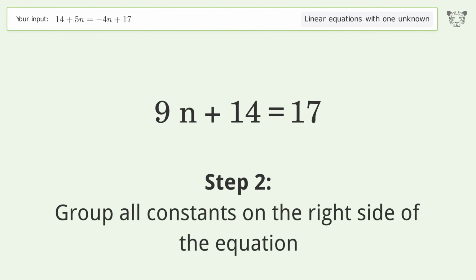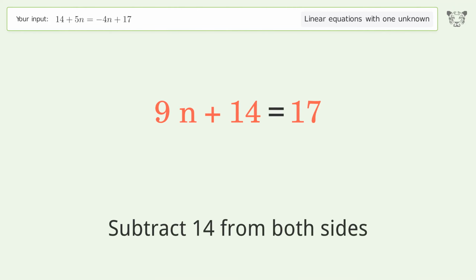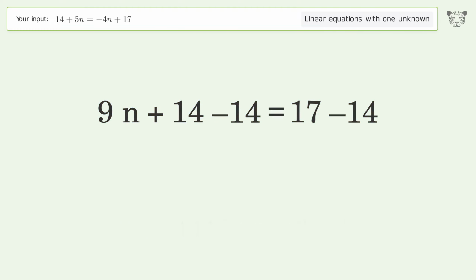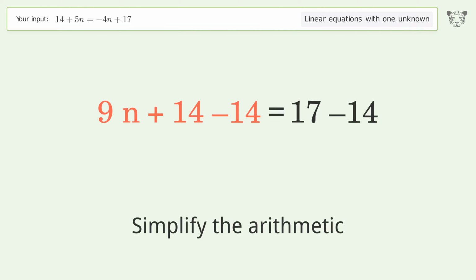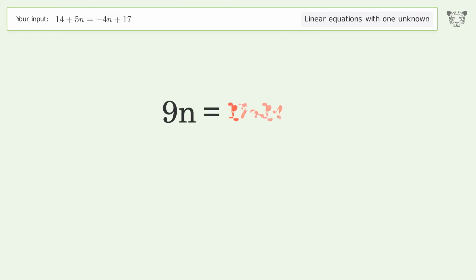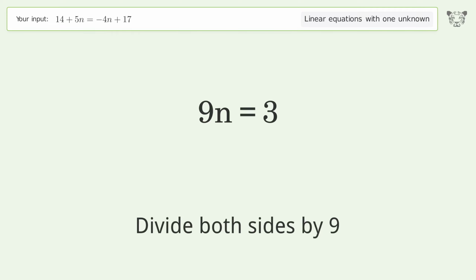Group all constants on the right side of the equation. Subtract 14 from both sides. Simplify the arithmetic. Isolate the n. Divide both sides by 9.